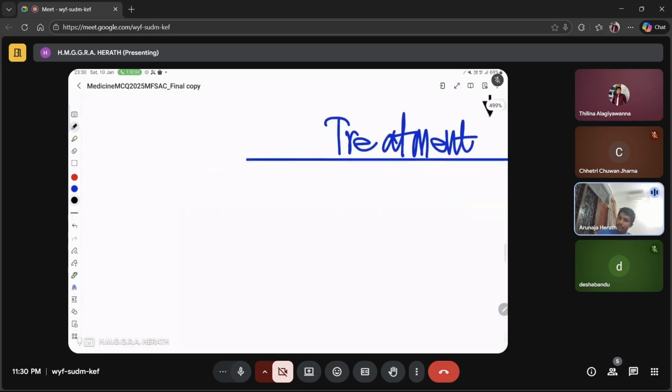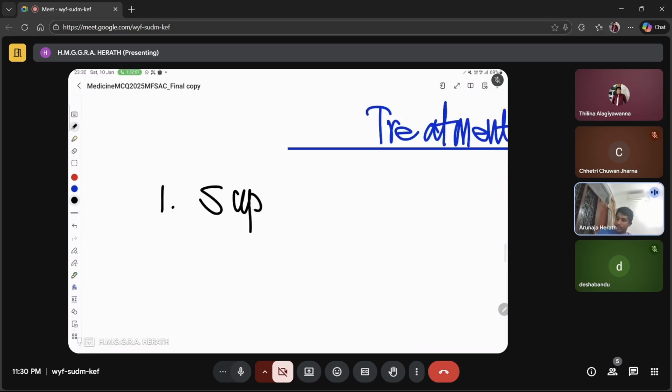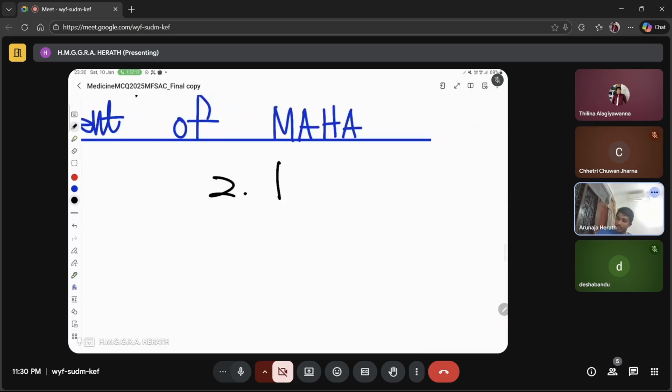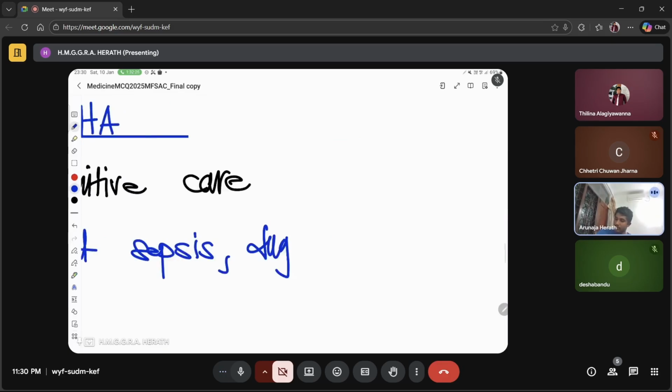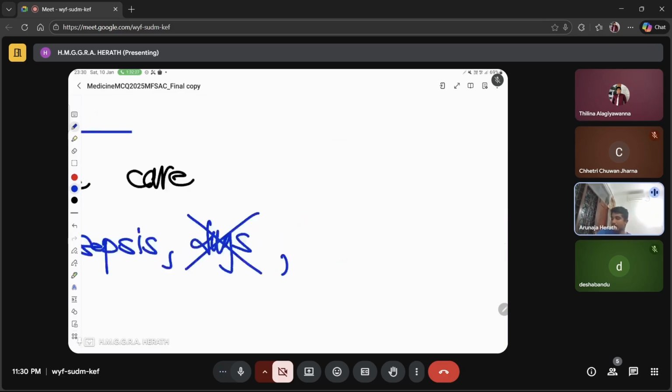You need to treat MAHA with supportive care. Okay? So one aspect is supportive care and the other aspect is definitive care. So in definitive care, you need to treat the cause of MAHA. So if the cause is sepsis, treat sepsis. Okay? And if the cause is drugs, you need to remove the drugs like cyclosporin, tacrolimus, everolimus.